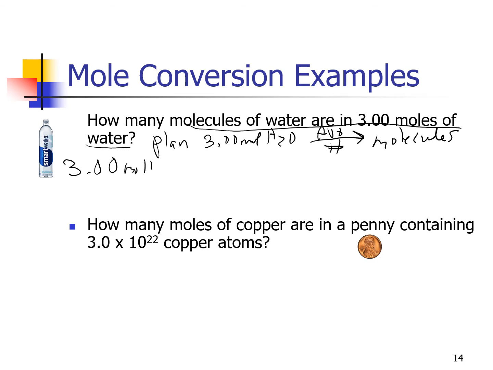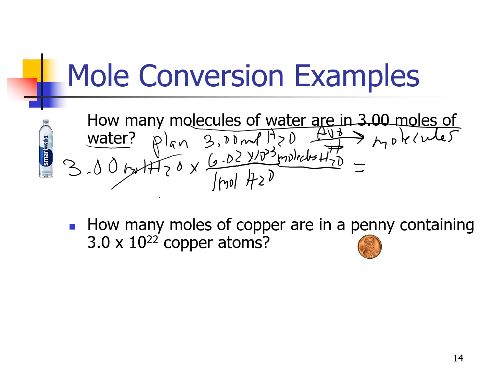3.00 moles of water. We're going to use Avogadro's number as our conversion. So we want to make sure that we cancel units. So 1 mole of water is equal to 6.02 times 10 to the 23rd molecules of water. And then we can cancel moles of water, and we'll end up with an answer in molecules of water. So we just need to multiply 3 times 6.02 times 10 to the 23rd, and that will give us 1.806 times 10 to the 24th molecules.